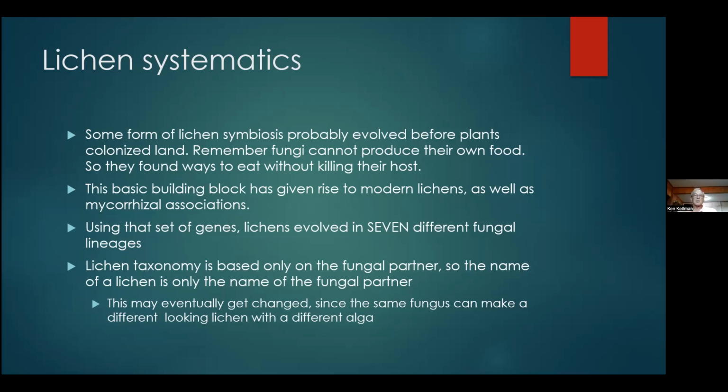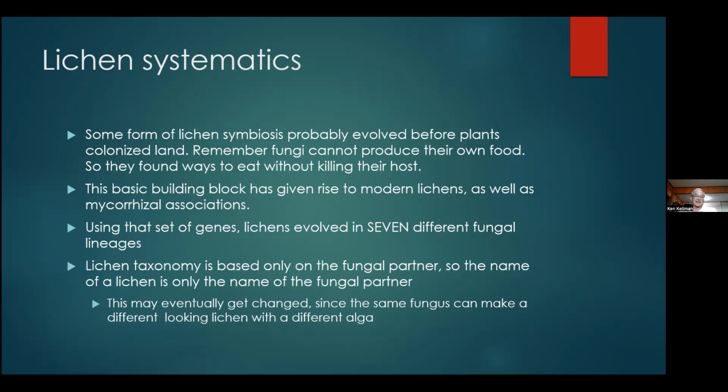Now, lichens have evolved in 7 different fungal lineages. And what I mean by fungal lineages, remember we started out by saying that fungi are their own kingdom. And so inside that kingdom, there are subdivisions, and lichens have evolved 7 different times in those different subdivisions. Now, one of the peculiar things is that the names of lichens are based only on the fungal partner. I think this is silly, but that's the way taxonomists and lichenologists have set it up.